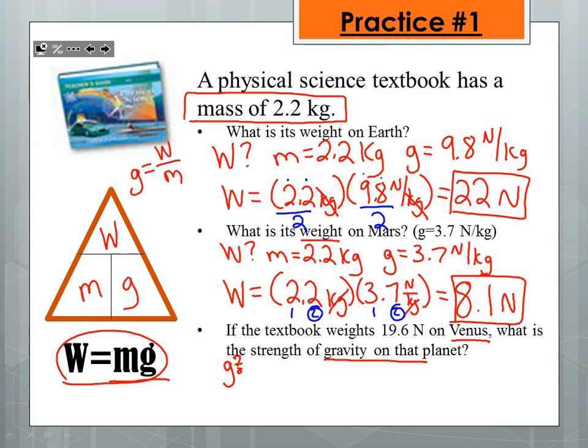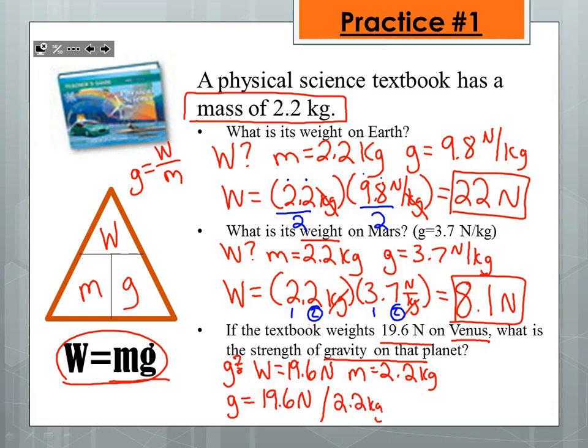So I need to know those two variables. I need to know the weight, and it tells me that it is 19.6 newtons. Now I need to know the mass. The mass of the backpack never changed. The amount of matter in that backpack stayed the same as long as nothing was added to it or taken out of it, so it's still 2.2 kilograms. So now we set it up: gravity equals my weight, 19.6 newtons, divided by my mass, 2.2 kilograms.